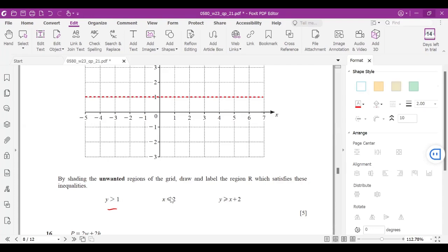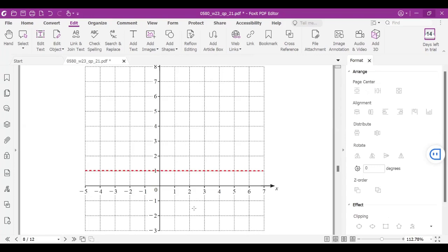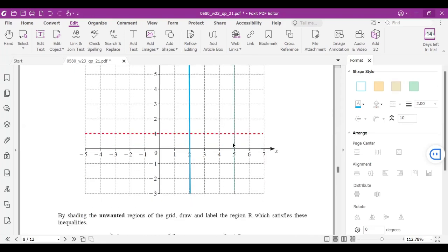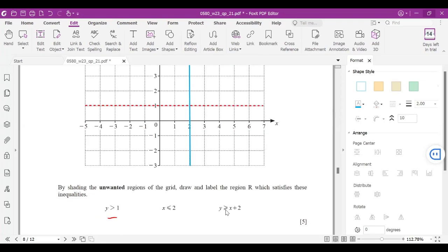Now the second one is the line S equals 2. This is where S equals 2. So it's going to be a line that is vertical. S equals 2. So from here, it's going to be a thick line. So that's the line. This is the line S equals 2.